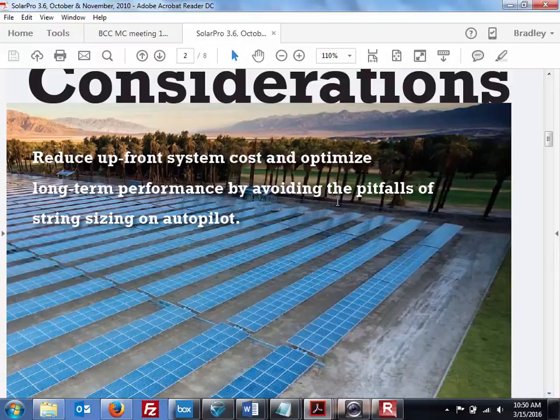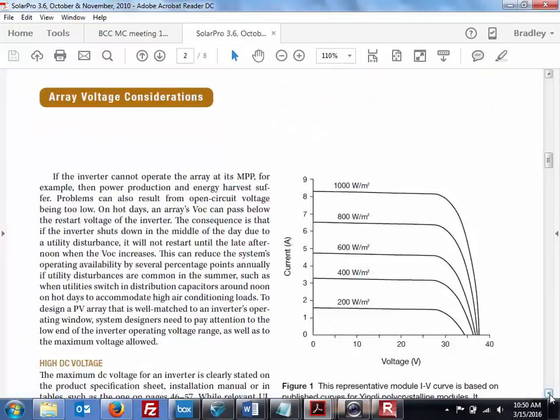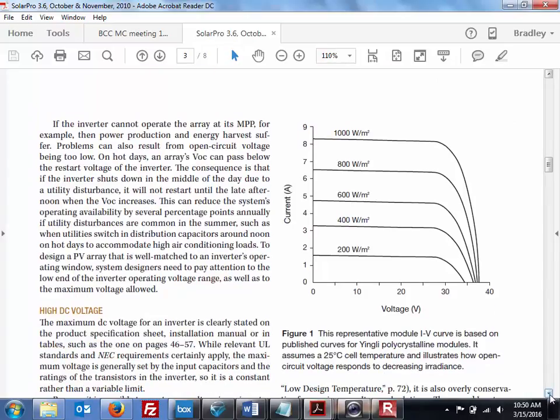This is avoiding the pitfalls of string sizing on autopilot. This basically means put some thought into it.